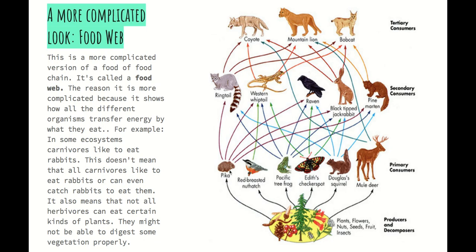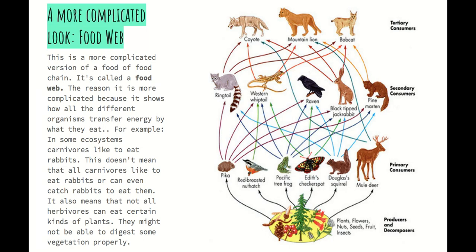Now, what else will eat one of these animals? Let's look at the squirrel. If we follow these lines, the pine marten will eat the squirrel. The rabbit will eat the squirrel. The raven will even eat the squirrel, and the ringtail will even eat the squirrel. That's because they probably have the ability to catch squirrels a little bit easier than these animals up at the top, the tertiary consumers: the coyote, mountain lion, and bobcat. So those are a couple different looks at the food web.